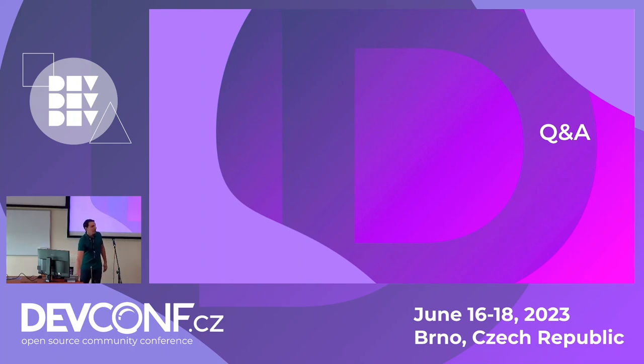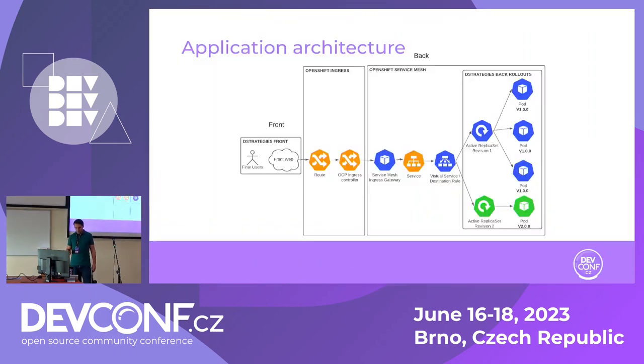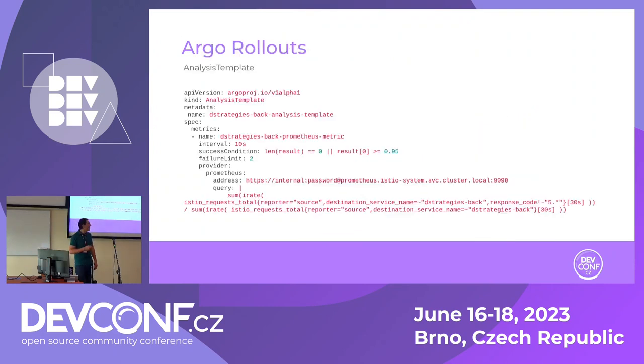With an analysis template. You are generating metrics, and you have different integrations. You have integration with Prometheus, with InfluxDB, with a specific provider. You have different ways. Here we have the Prometheus URL, the query that we want to execute against Prometheus, and the most important thing, you have here the provider.